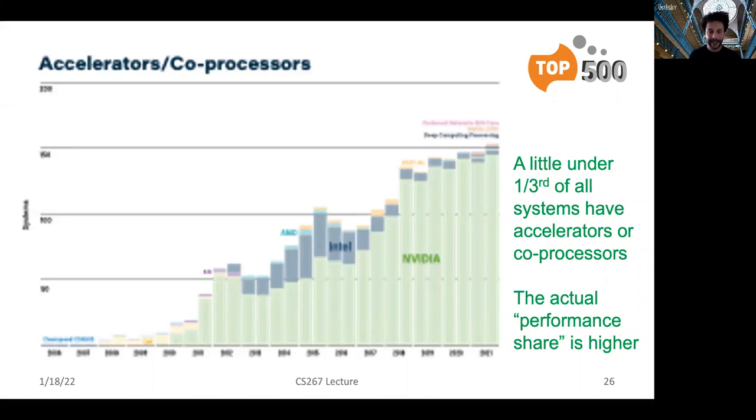So what do we see here? This is the accelerators. Remember, Intel KNL also counts as an accelerator, and there's some AMD, but most of these accelerators are NVIDIA's GPUs. And this number that they reach is 150-ish. From the bad resolution, you're probably not seeing that. What that really says is that just a little under 1/3 of all systems have accelerators and co-processors today. And this is just the system count, the y-axis, the number of systems. The actual performance share is significantly higher.